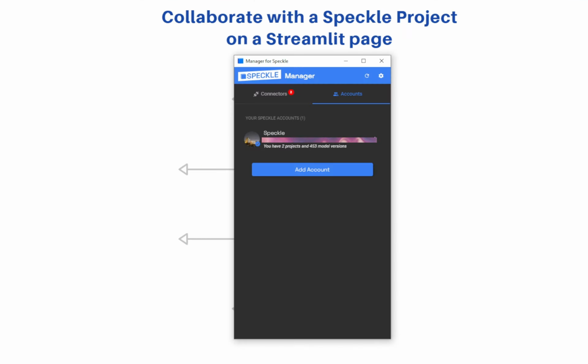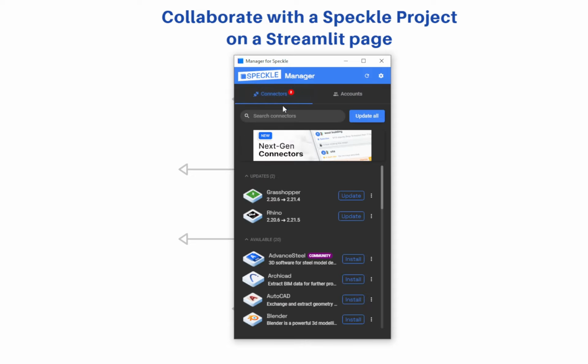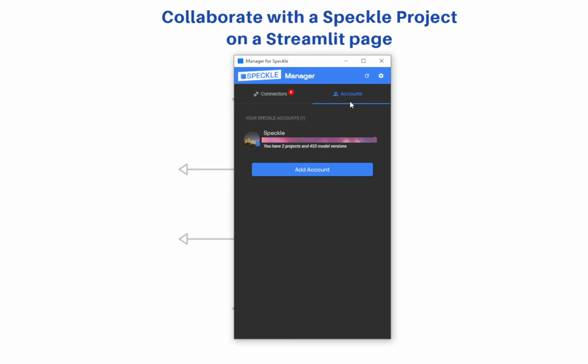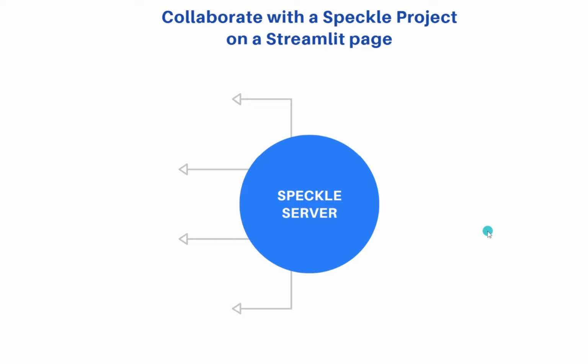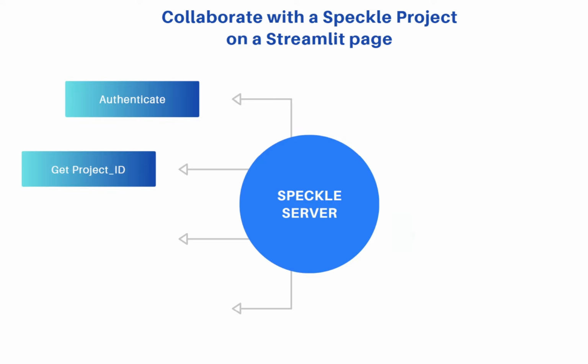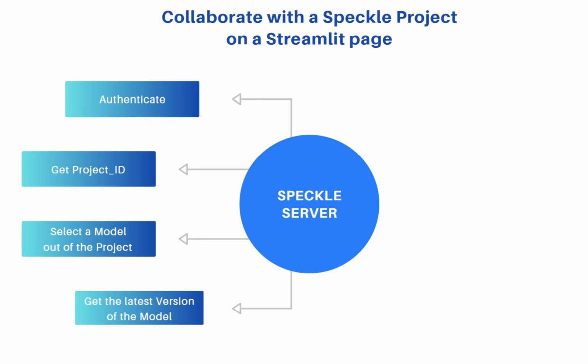Before I show the steps, let's assume that we are connected to Speckle Manager. I have the default account and I have the two connectors, Grasshopper and Rhino. You can follow the instructions on the Speckle website to be able to also do this. And in this tutorial, as I already said, we will authenticate, get the project ID, select a model out of the project and get the latest version of this model.